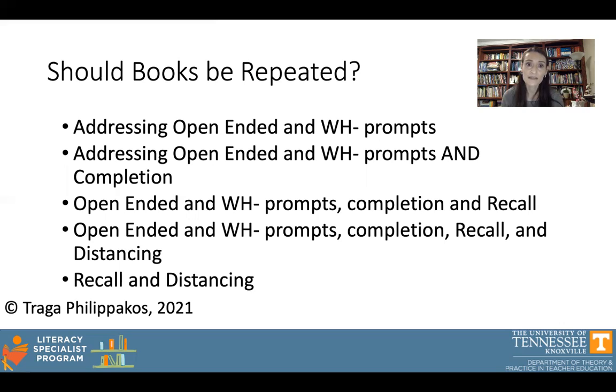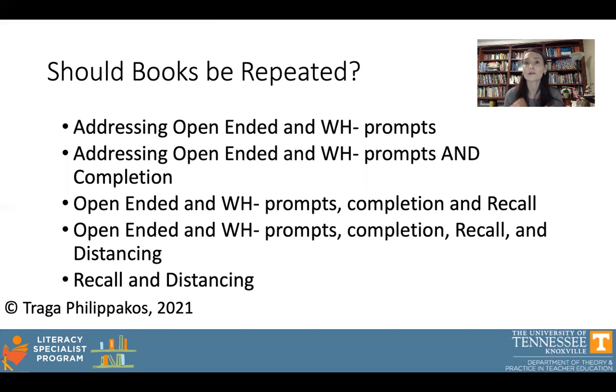So this is a sample of a sequence. Actually, it's part of a project that I'm working on now with some of my colleagues, where we are suggesting to repeat the reading that the teachers are using during the whole group instruction in small group after the small intervention that is provided, where again, the teacher starts with open-ended and WH prompts. That will be day one. The second day will be adding open-ended, WH, and completion. The third day, there will be open-ended, WH, completion, and recall.